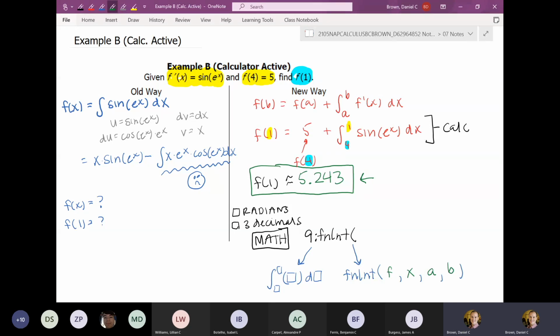Any questions on anything on that slide? Will we get points taken off if we don't put the approximate sign? You wouldn't. Okay.